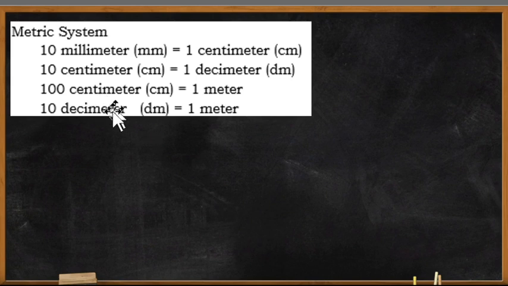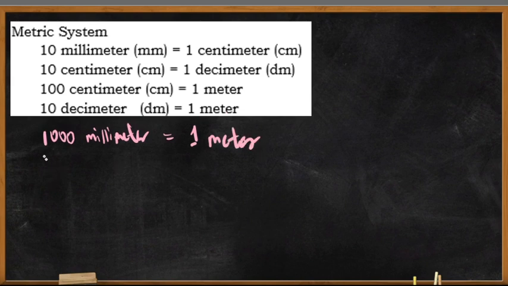So this will be the metric system. We have 10 millimeters is equal to 1 centimeter, then 10 centimeters is equal to 1 decimeter, 100 centimeters is equal to 1 meter, and 10 decimeters is equal to 1 meter. Then an additional one: 1000 millimeters is equal to 1 meter. So that is an additional.